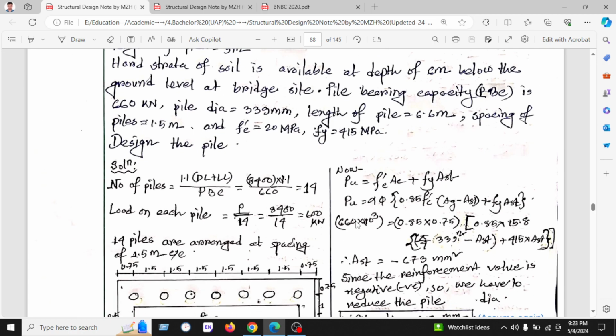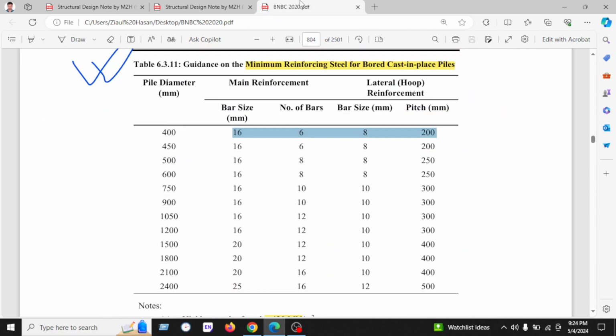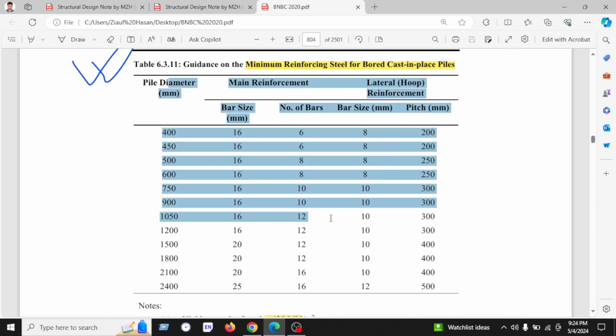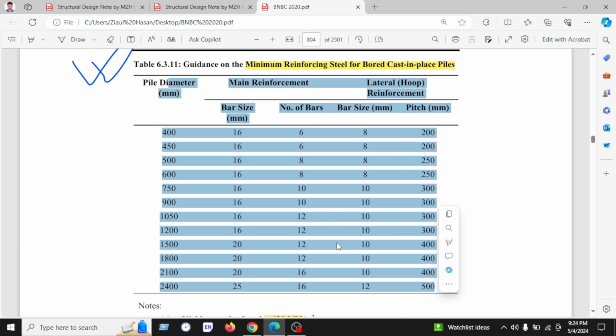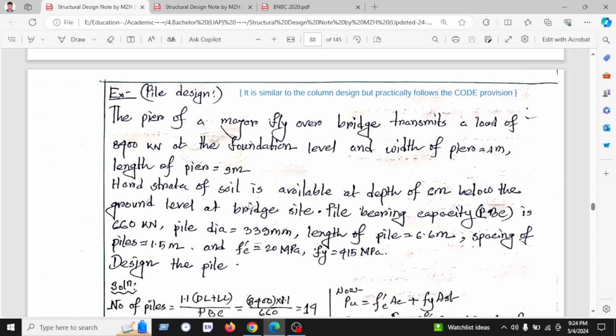We will not follow this type of calculation. Rather, we will use this type of group provision in practical fields, which is the minimum requirement of steel bar for casting piles. I will show you this, but first I want to show the hand calculation of the pile. So let's see the pile design.